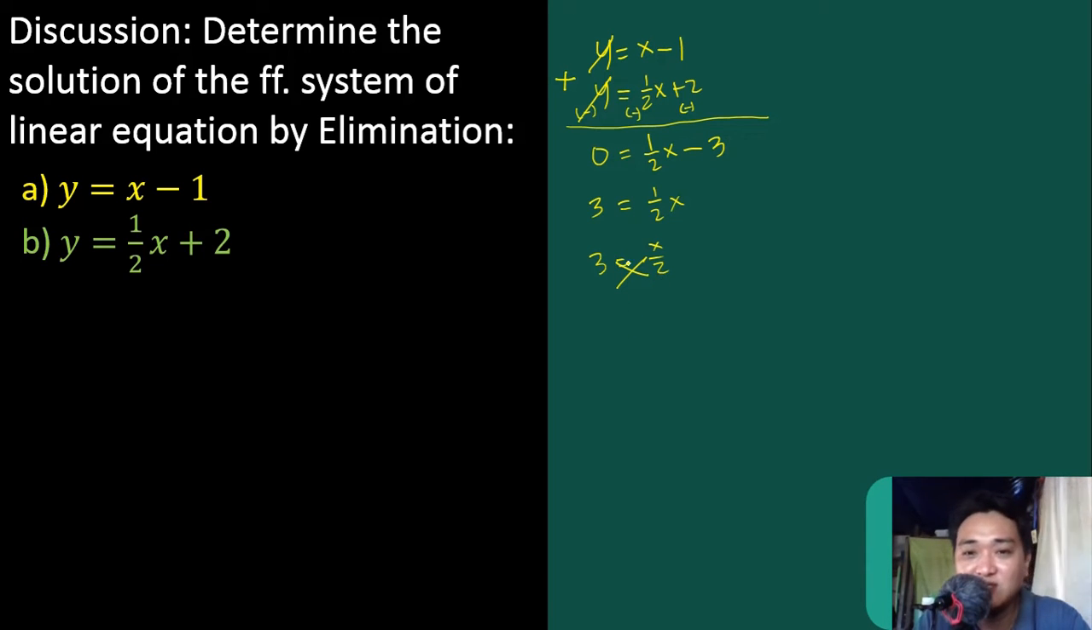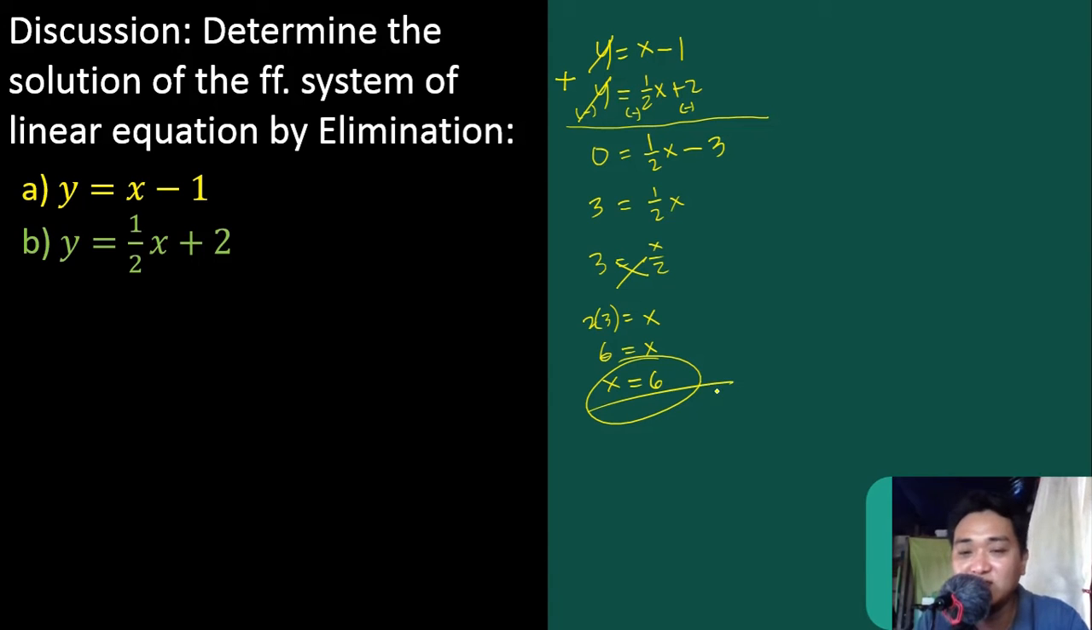So magiging katabi ni 2 si 3 at ang magiging katabi ni x si 1. No need to write 1. So we have 2 times 3, that is equivalent to x. 3 times 2 is again 6, is equivalent to x. So that the value of x is 6 by symmetric property of equality.